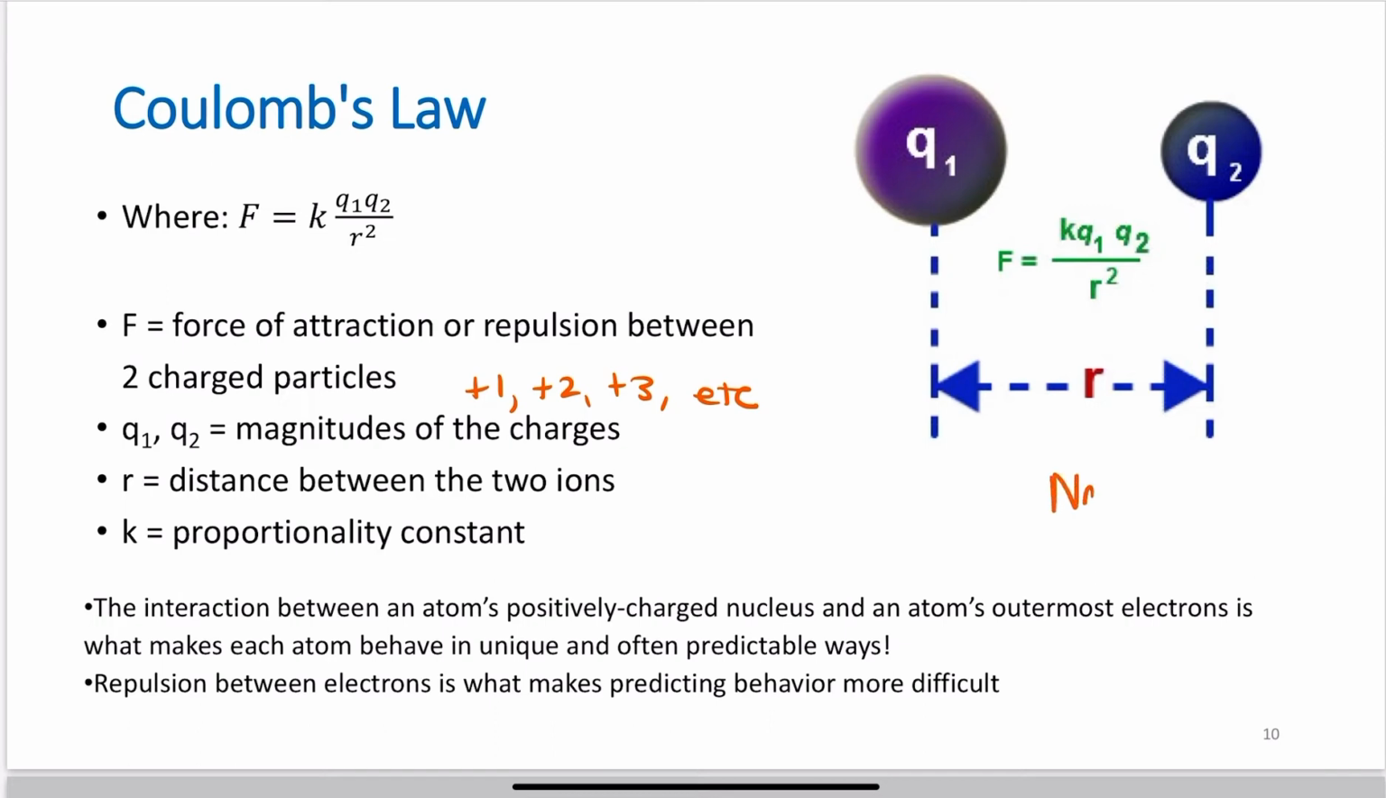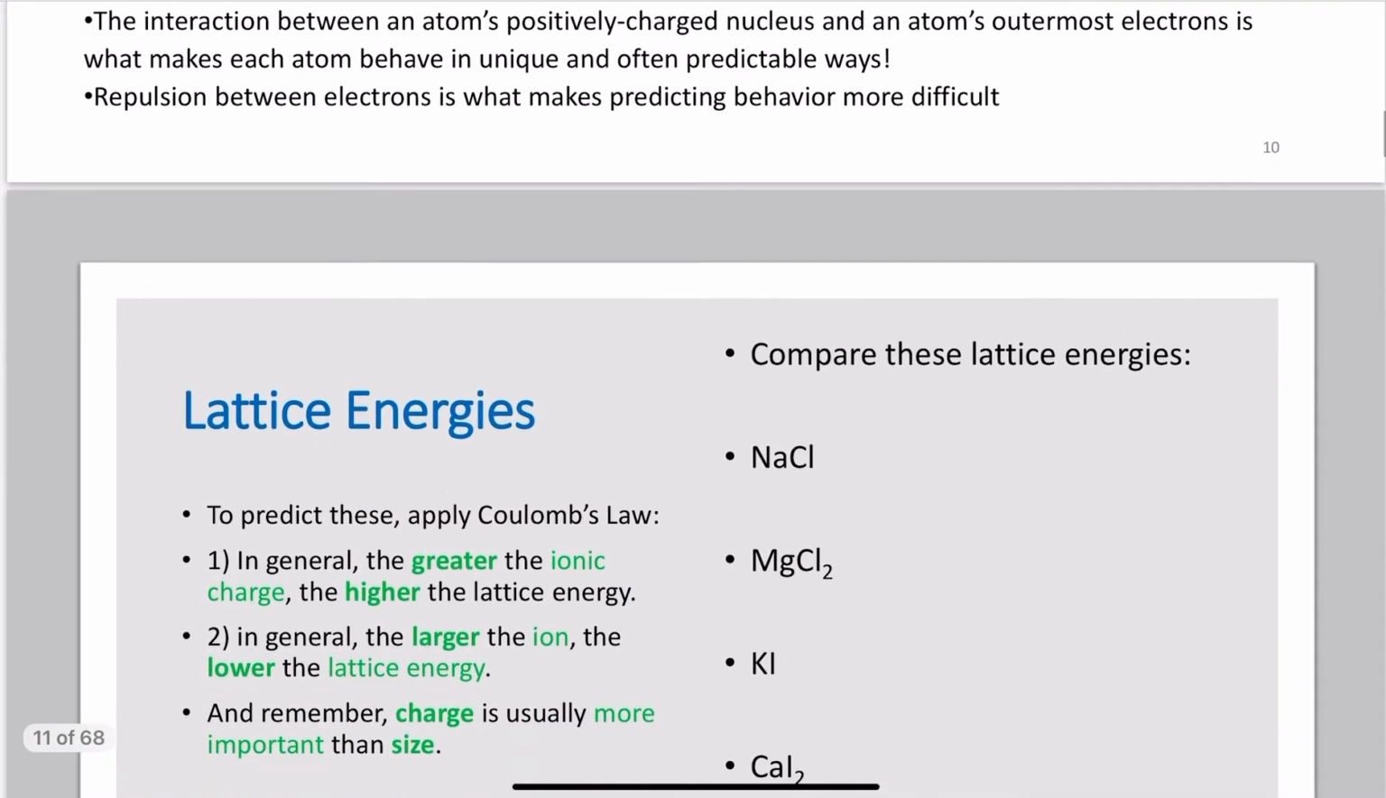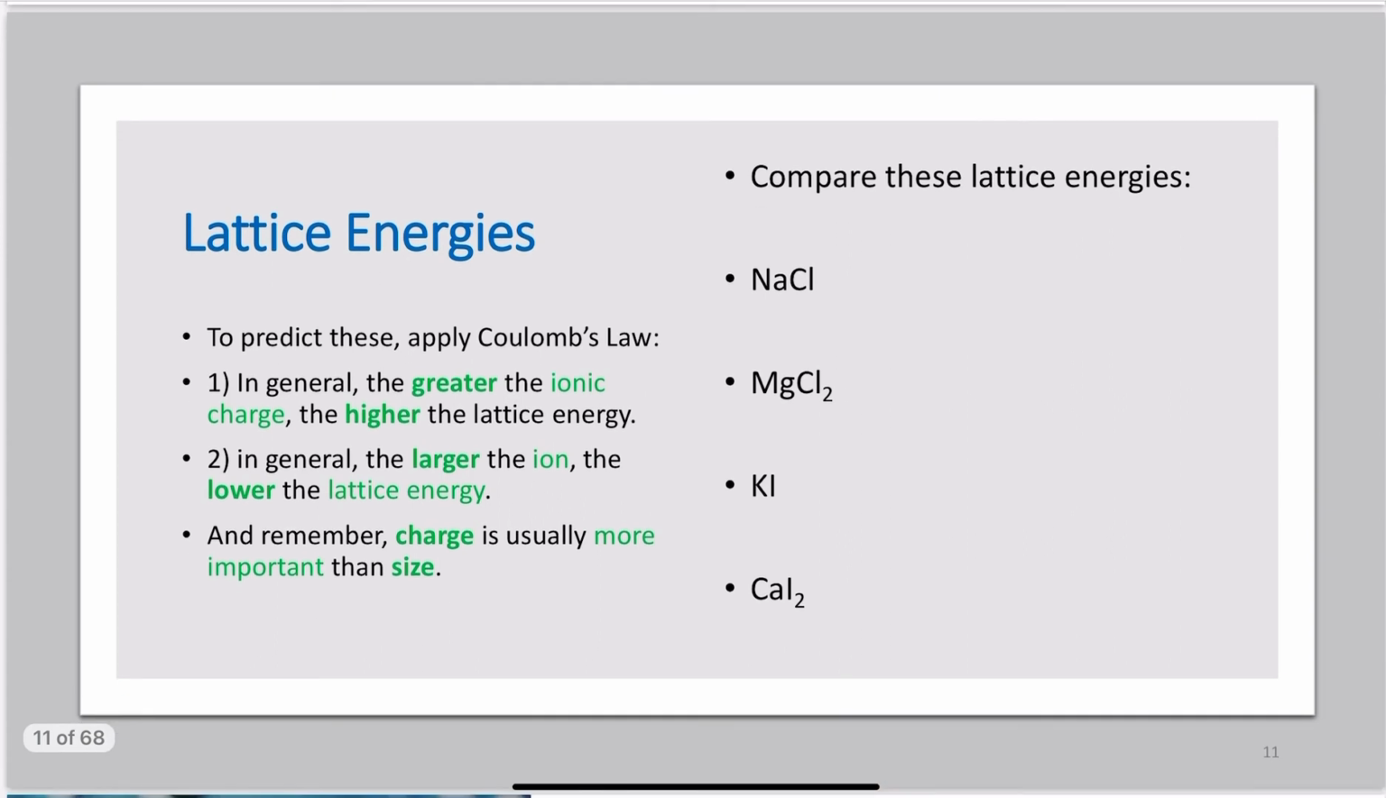So if I've got Na plus and Cl minus, they're attracted to each other. The electrons from that chloride ion are attracted to that sodium ion, but there are other electrons in the way as well. But we're looking at how much force is this attractive force in between here? What's actually holding these things together? To predict these, you're going to apply Coulomb's law.